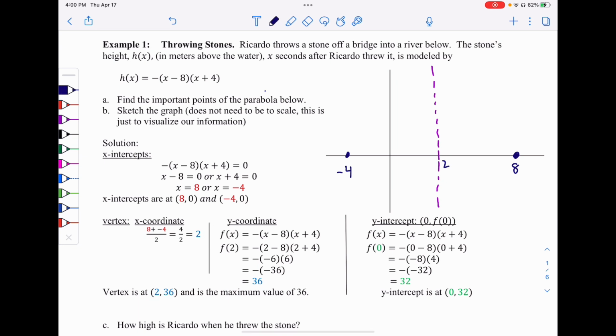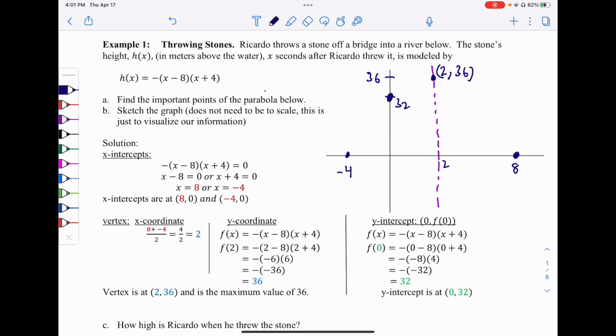So we know this is at 2, and the height is going to be, let's see, right there, 36. So 2 comma 36. We have a height of 36 right there. From there, we can draw a graph, and we also can add the y-intercept. For the y-intercept, substitute 0 into your function, and this one we got 32. So at the height of 32, right there, 32 is our y-intercept.